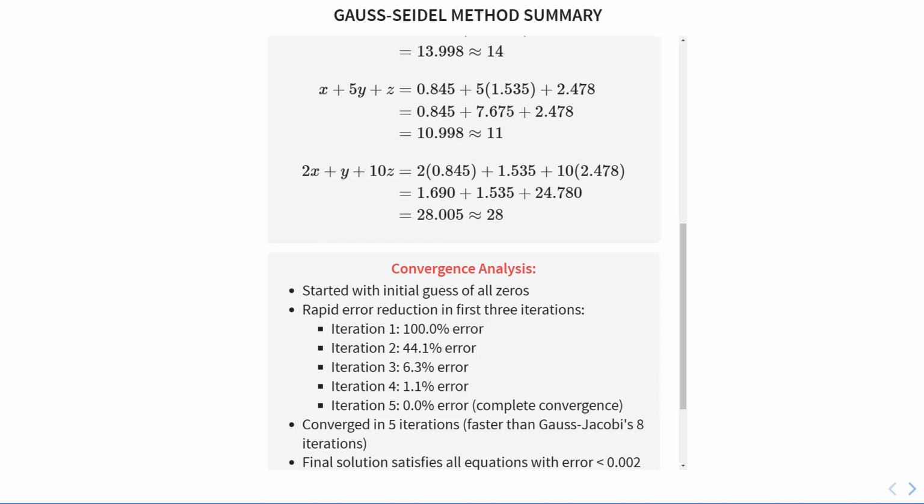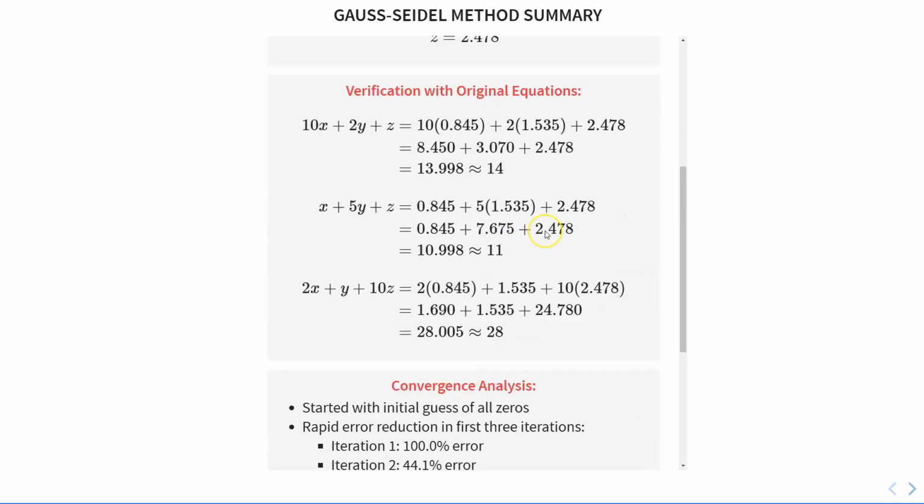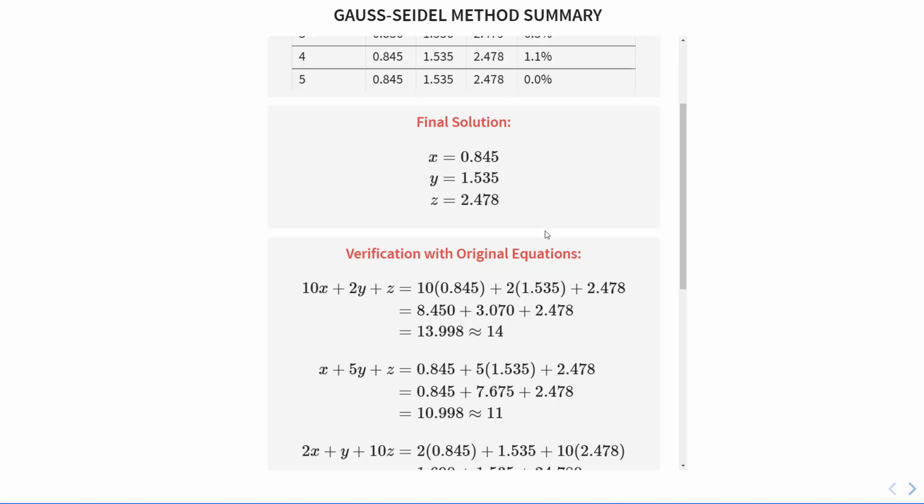I have already done this calculation in my other video. There, using Gauss-Jacobi it took nearly 8 iterations, but using Gauss-Seidel we got the result in only 5 iterations. The final solution satisfied all equations with error less than 0.002%. So Gauss-Seidel is much faster than Gauss-Jacobi. That way we can solve a system of linear equations. Here the final solution is x is equal to 0.845, y is equal to 1.535 and z is equal to 2.478.